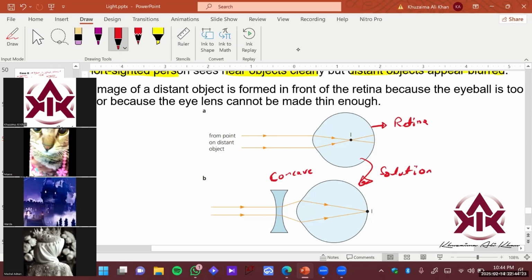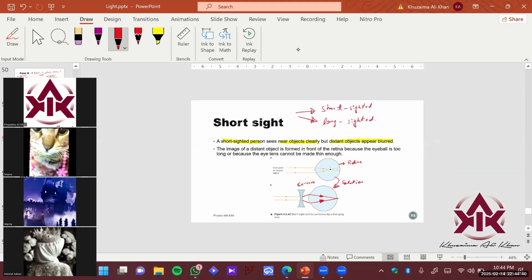It basically diverges the rays a bit so that they can meet at a particular point on the retina, and hence you are able to see clear distant objects, right? Along with the objects which are closer to your eyes. Okay? So this is for short-sighted people.